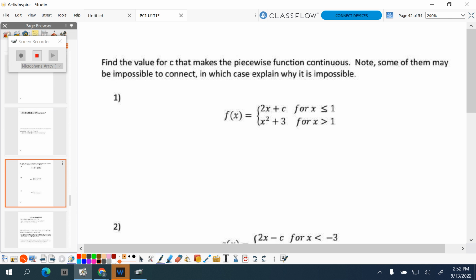All right, so I will end it right there, and when we reconvene, we'll be looking at finding a value for c that makes the piecewise function continuous.